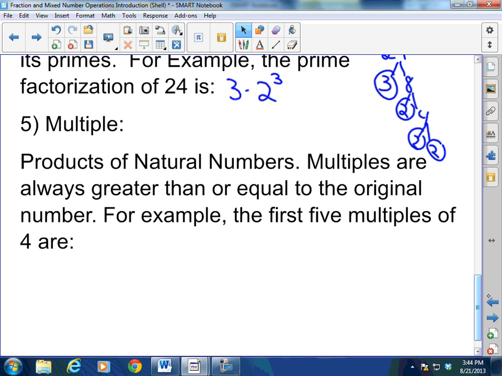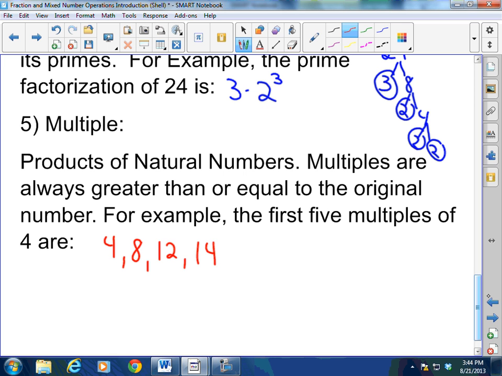For example, the first 5 multiples of 4. To get multiples is very easy as well. Start with 1. 4 times 1 is 4. 4 times 2 is 8. 4 times 3 is 12. 4 times 4 is 16. Not 14, 16, sorry. 4 times 5 is 20, etc., etc. It will go on forever because 4 times 1 billion is 4 billion, and that is a multiple of 4. That's why factors are less than or equal to the number in question. Multiples are greater than or equal to the number in question.